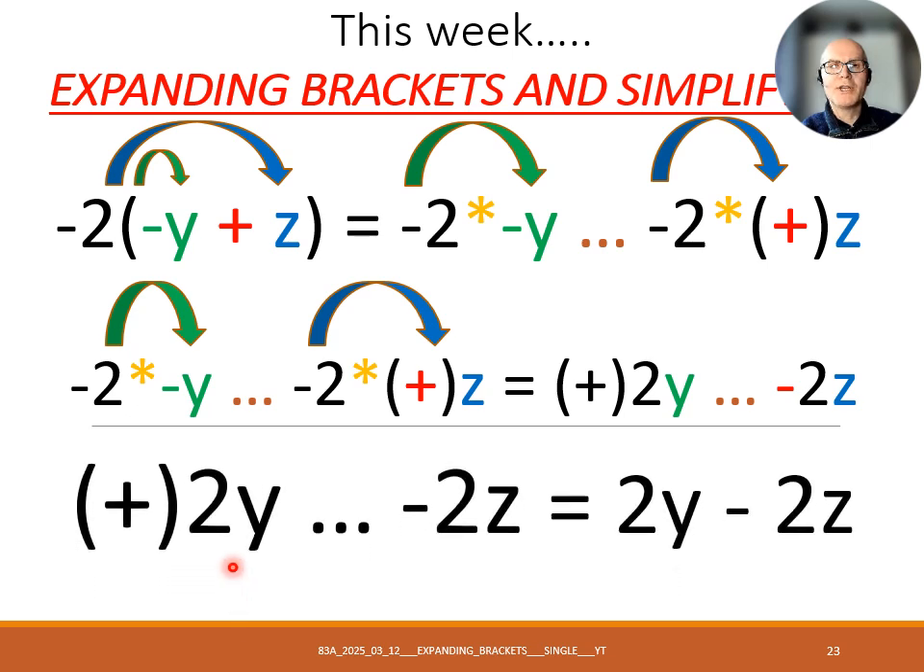So the two parts of our equation are positive 2y and negative 2z. Drop the positive from the start of our answer, and then change the negative 2z to minus 2z. So the answer is 2y minus 2z.